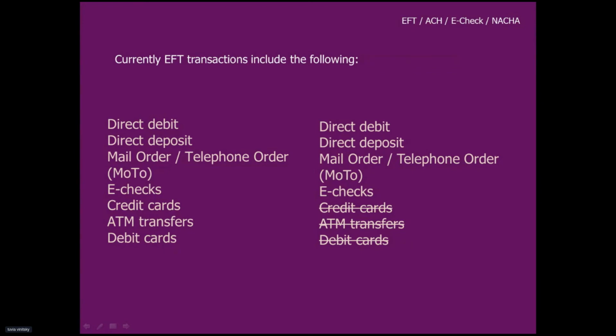EFT may consider them to be separate categories. The reason for that is there is an organization called NACHA that sets the standards for all EFTs, and NACHA has divided it into these categories. But there is no difference. An e-check and an ACH and a direct deposit or a telephone order are all the same thing. No difference. E-checks and ACH and direct deposit, all the same thing.